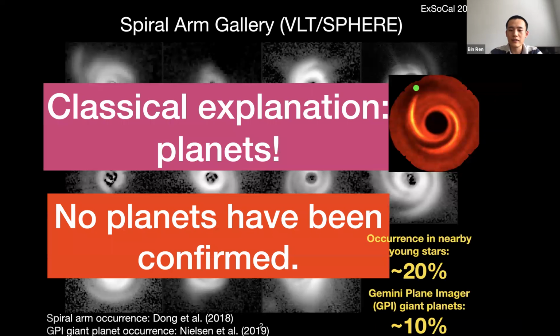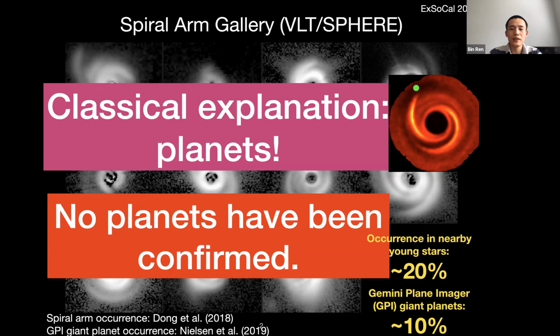In fact, the occurrence of spiral arms around young stars is roughly 20%. But the spiral arm drivers are expected to be massive, giant and young planets. And from the Gemini Planet Imager, we know that the occurrence rate of such planets is 10%. So there is a problem.